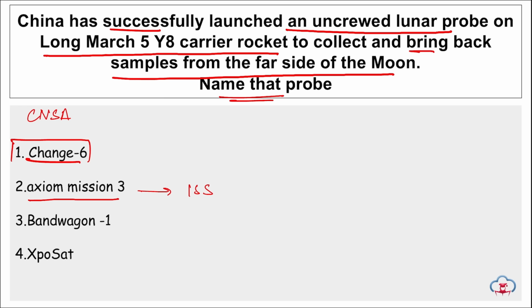Correct? And take a note of this. Then, which organization is this mission of? That is also important. Axiom Mission 3, it is of NASA.